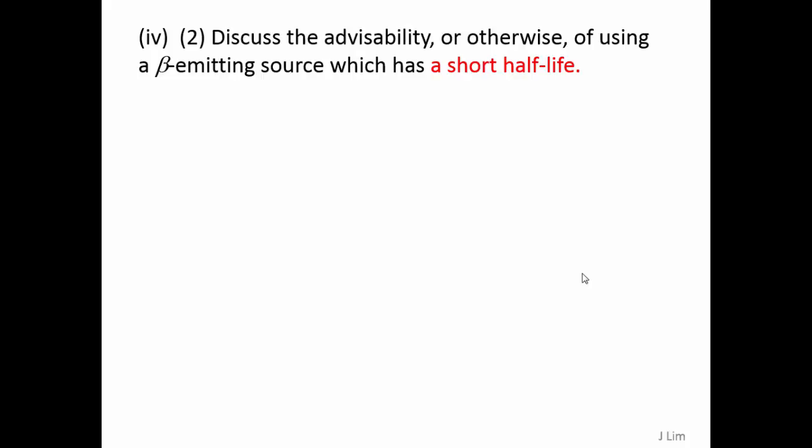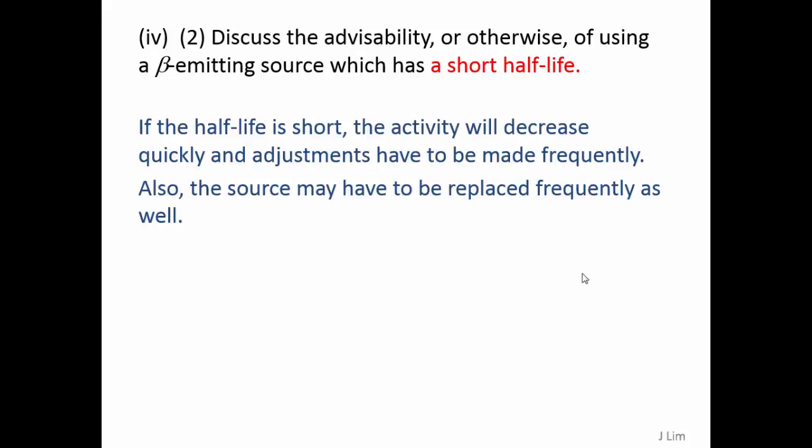Discuss the advisability or otherwise of using a beta emitting source which has a short half-life. If the half-life is short, the activity will decrease quickly and adjustments have to be made frequently. Also, the source may have to be replaced frequently as well.